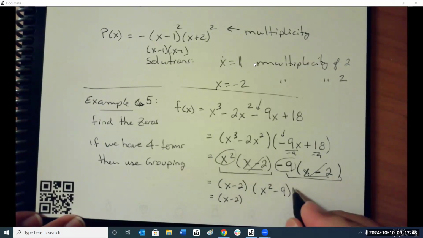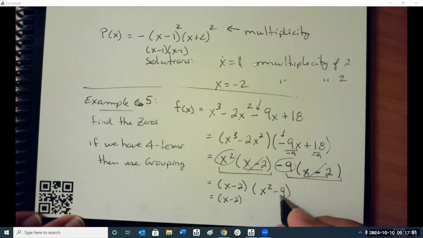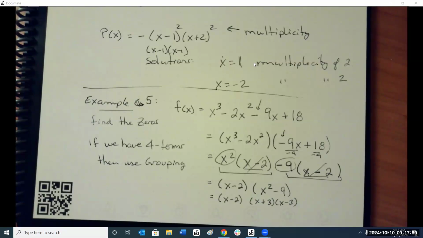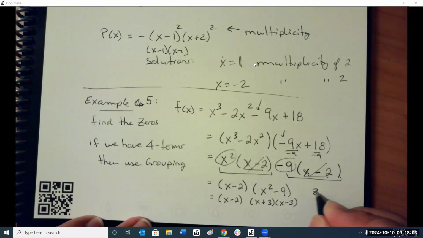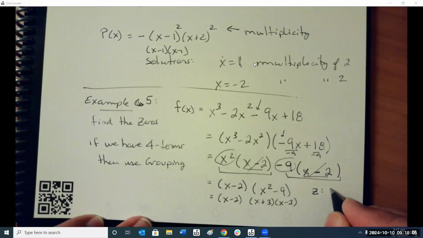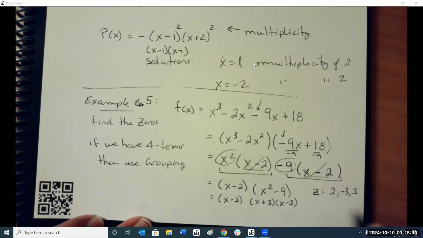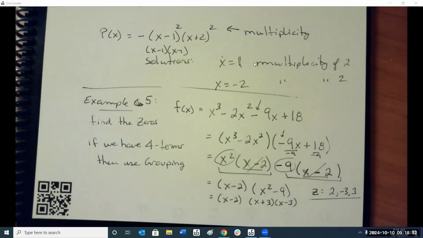This is a difference of two squares. It's x squared minus 3 squared. So it's x plus 3, x minus 3. So my zeros are at positive 2, negative 3, positive 3. Those are my zeros.